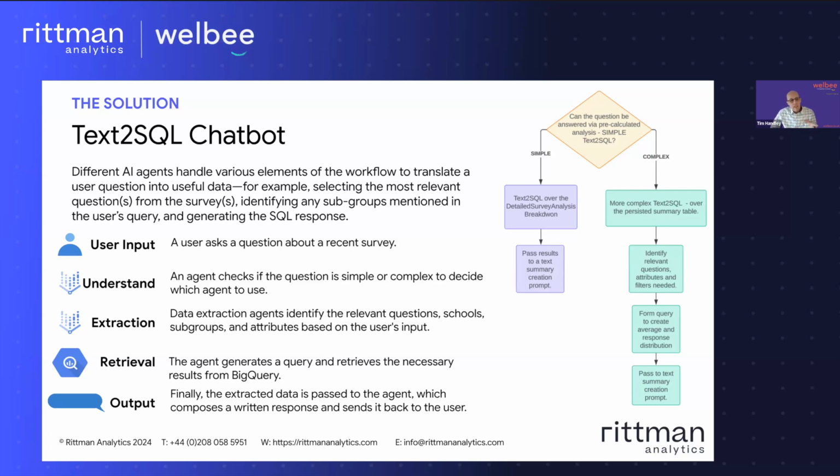We then needed a data extraction agent to work together to identify the relevant questions. So the user asks a question, and which questions in their survey are going to help answer it? What schools, what subgroups does it relate to? What user attributes do we want to look for? All of those are done by separate agents because they can have very specialized prompting and different models being used to achieve the best outcome for each of those very specialized tasks.